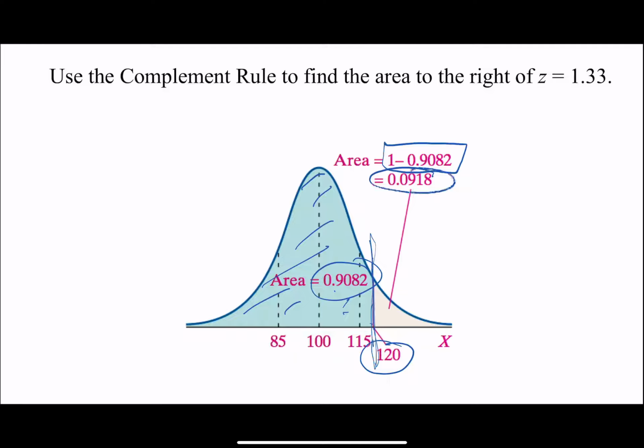of the population has an IQ higher than 120. My z-table does not do to the right of the z-value, so you have to calculate that yourself using the complement rule. I'm sure you want to know how to do that on the calculator, right? I'm going to show you.